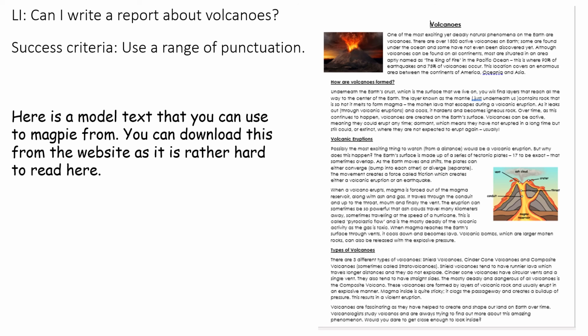So my conclusion now, which is short and sweet: volcanoes are fascinating as they have helped to create and shape our land on Earth over time. Volcanologists study volcanoes and are always trying to find out more about this amazing phenomenon. Would you dare to get close enough to look inside? So that's it. That is my report.